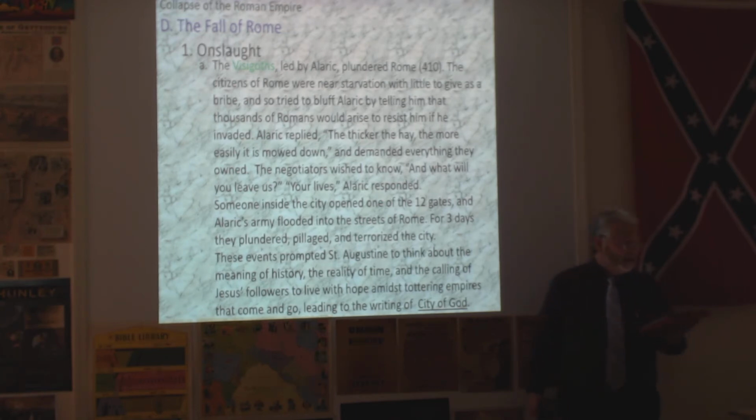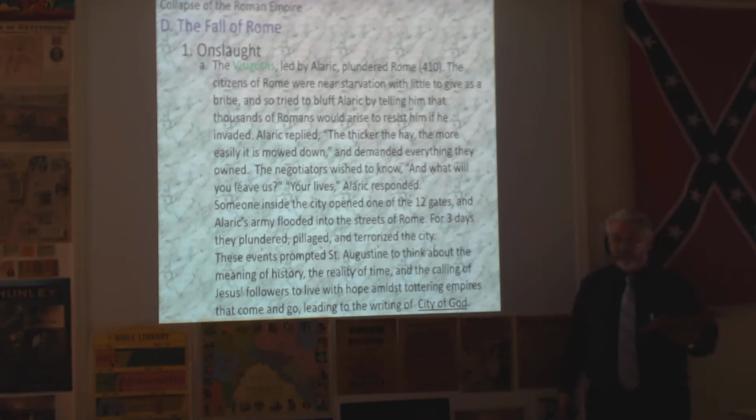reinforced gates, and Alaric's army flooded into the streets of Rome. For 3 days, they plundered, pillaged, and terrorized the city. Survivors told of carts filled with corpses, dogs barking and roaming free through the temple precincts, men hunted down and murdered in public baths, priests assaulted, virgins raped, and one aged woman, Marcella, brutally beaten because she had no gold. The Visigoths moved on from here eventually and founded a kingdom in Spain.